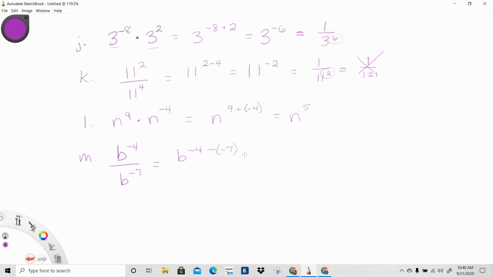Now, what happens here, guys? What happens when we're subtracting a negative? Well, what happens when we subtract a negative is it's the same as adding. These two negative signs come together to create a positive. They cancel each other out and become positive. So even though we're dividing, we're subtracting a negative. So it becomes negative 4 plus 7. Now, if you want to think of an easier way to do this, we can rearrange the order that we're adding these in. And we get 7 minus 4. And that gives us b to the 3rd power.